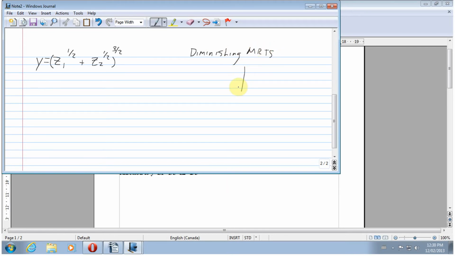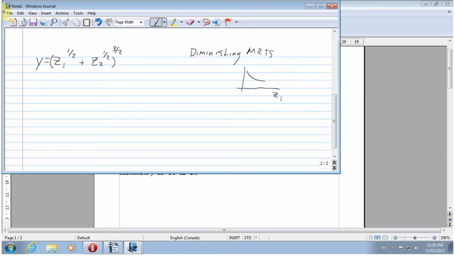Okay, so the technical definition is that the isoquant is convex to the origin, so it looks something like that. Don't need to worry about that. What we need is to show that, so the slope of this line, right, is the MRTS. So we need to show that if we decrease Z1, the slope increases, or that if we increase Z1, the slope decreases.